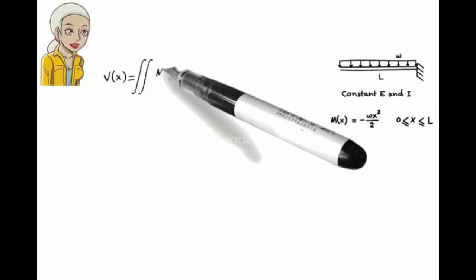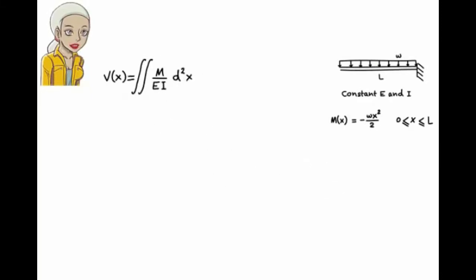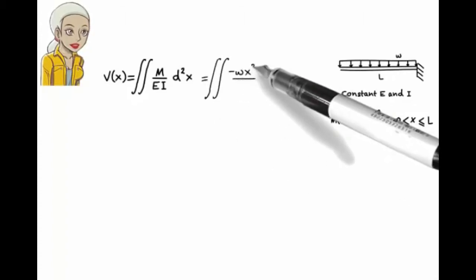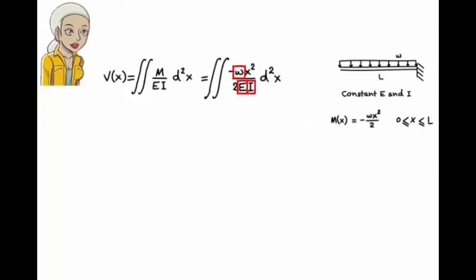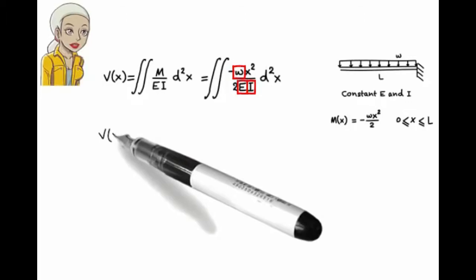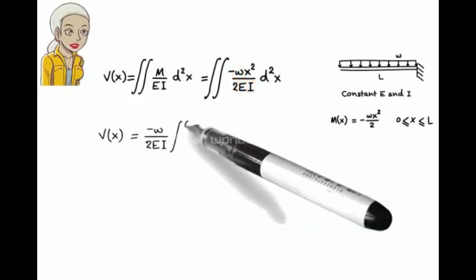Since v(x) equals the double integral of M over EI, I can write the deflection equation as v(x) equals the double integral of negative w x squared over 2EI. Okay, w, E, and I are constants, so let's rewrite the equation like this.